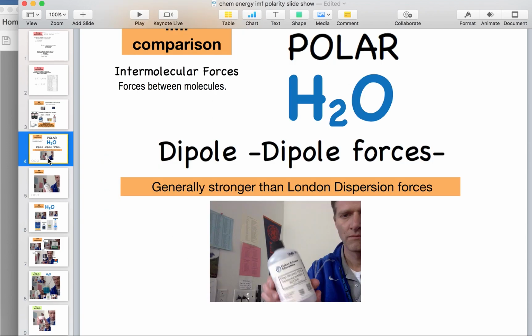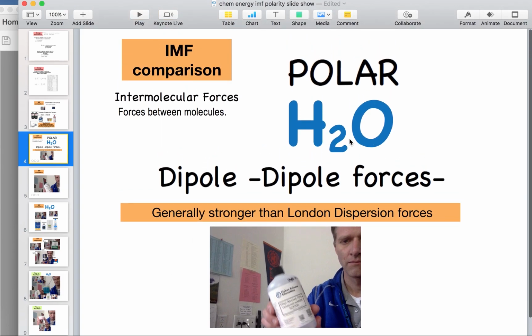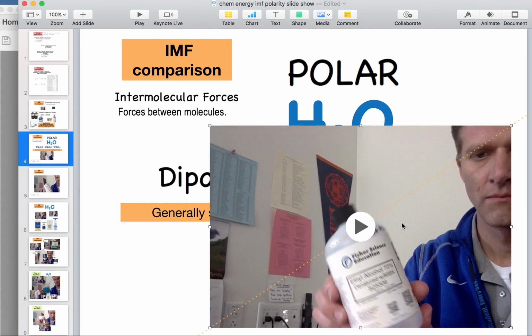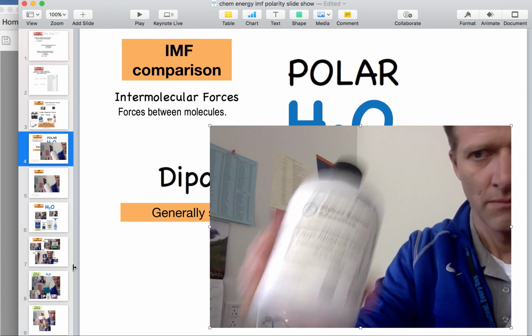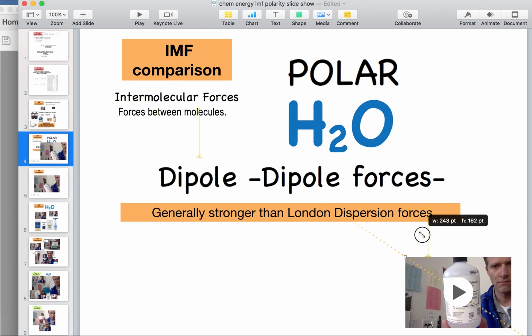Now, if some polar molecules start showing up, remember what polar is. Polar is things that blend well with water. Those forces are generally going to be stronger than the London dispersion. So, what is this? Oh, this is a liquid that is polar. This is just alcohol. But yeah, it's liquid here in the room. And the alcohols are polar.